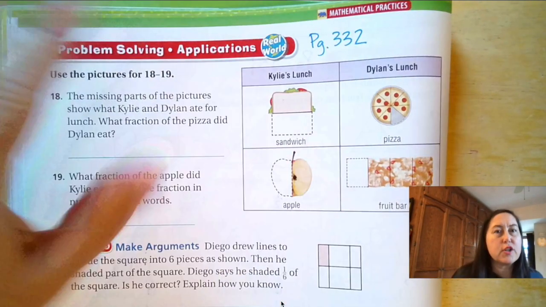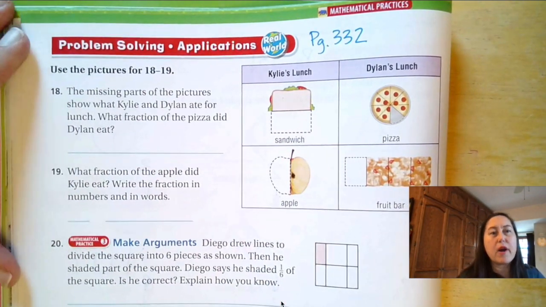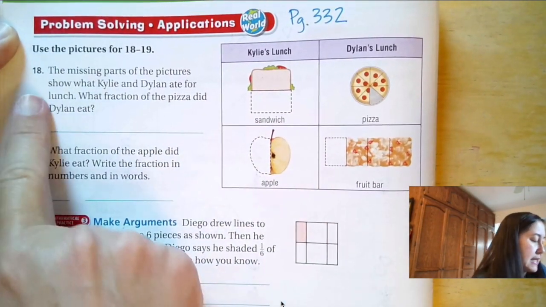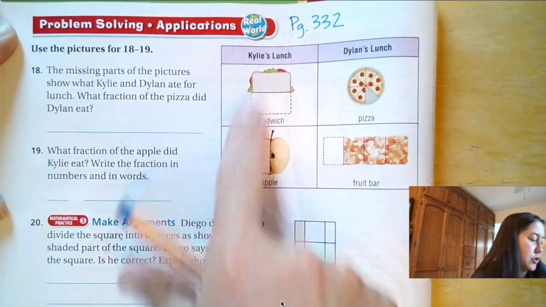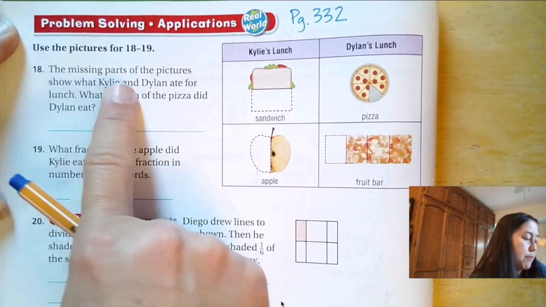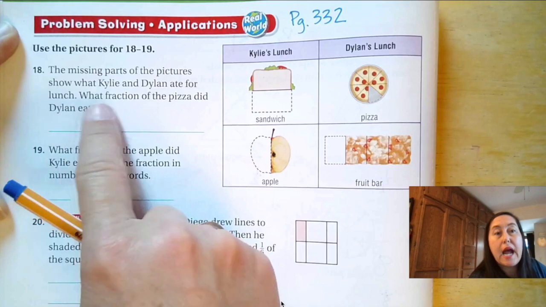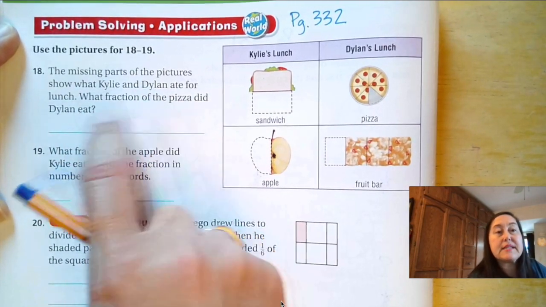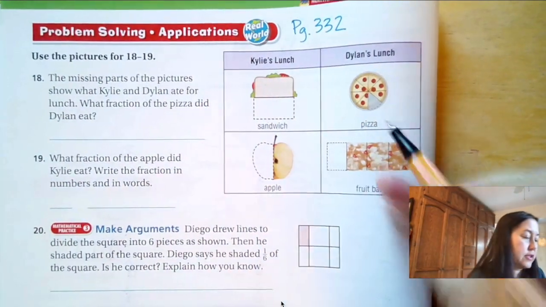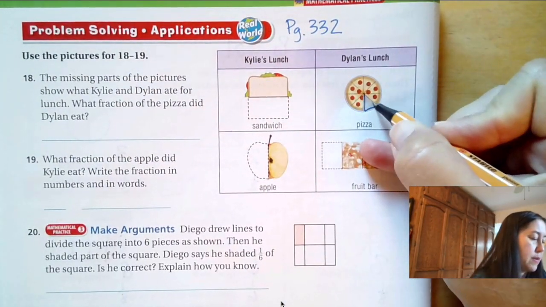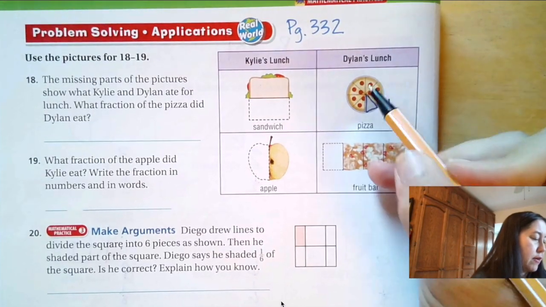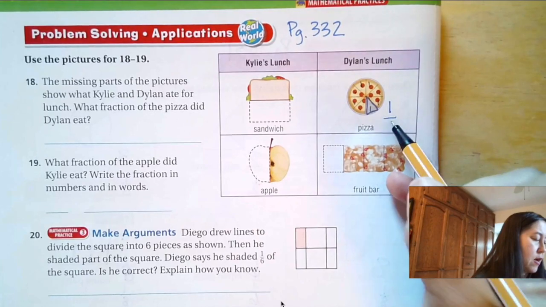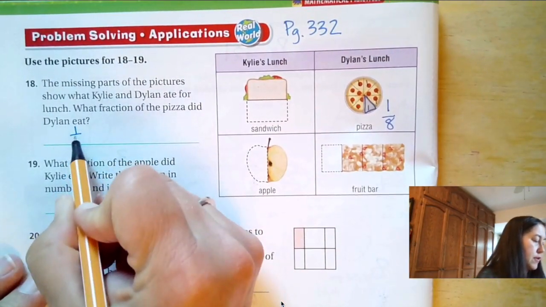We often don't get to this application problem solving part, but I think we have the mental space for it today, okay? So number 18 says use these pictures for 18 and 19. Now the missing parts of the pictures show what Kylie and Dylan ate for lunch. What fraction of the pizza did Dylan eat? Here's Dylan's lunch. He ate this one part. He ate 1 out of 1, 2, 3, 4, 5, 6, 7, 8. He ate 1/8 of the pizza.